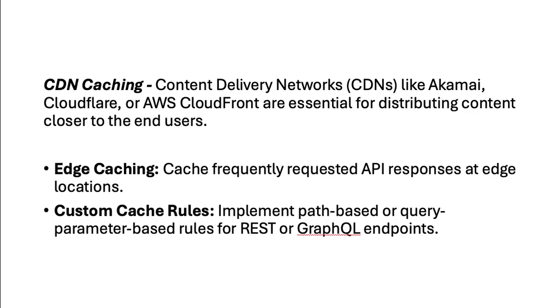Second is CDN caching. CDNs like Akamai or AWS CloudFront are very essential for distributing content closer to the end users. You can cache frequently requested API responses at edge locations, or you can implement path-based caching. For example, in the endpoints that we have seen a few slides before, the product endpoint, we can cache it for, let's say, 24 hours because products get added less frequently. And if there is an endpoint called product details, we can cache it for 1 hour because there might be frequent changes in the product details endpoint.